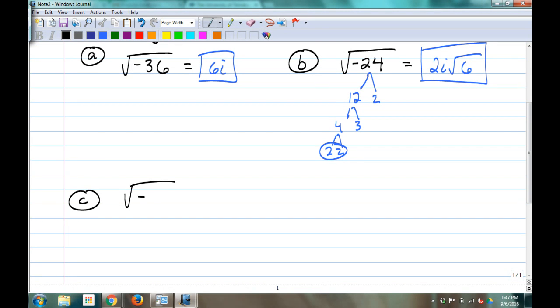Same thing happens if it's a -48 under there. I'm going to break down the number the same way we did last week.